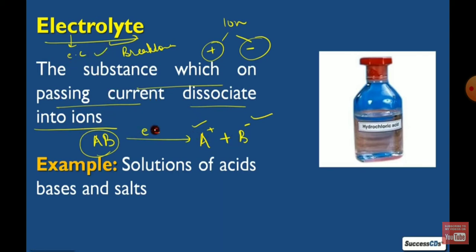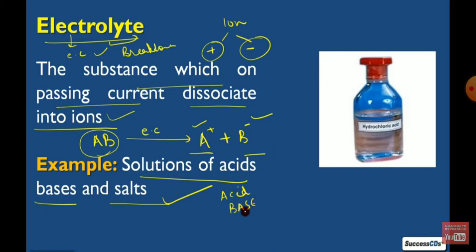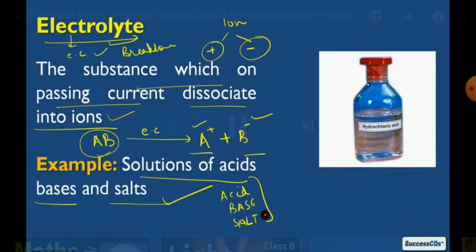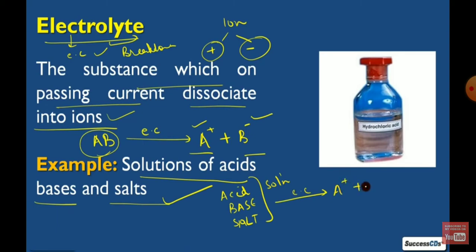Again I am repeating, what are ions? Electrolytes contain charged particles that are called ions, and it will dissociate into two. You can see that when the current passes through AB, AB will dissociate into ions. One positively charged, which is called cation, and one negatively charged, which is called anion. So here you can take the example of acids, bases and salts. After this we will do the next activity.